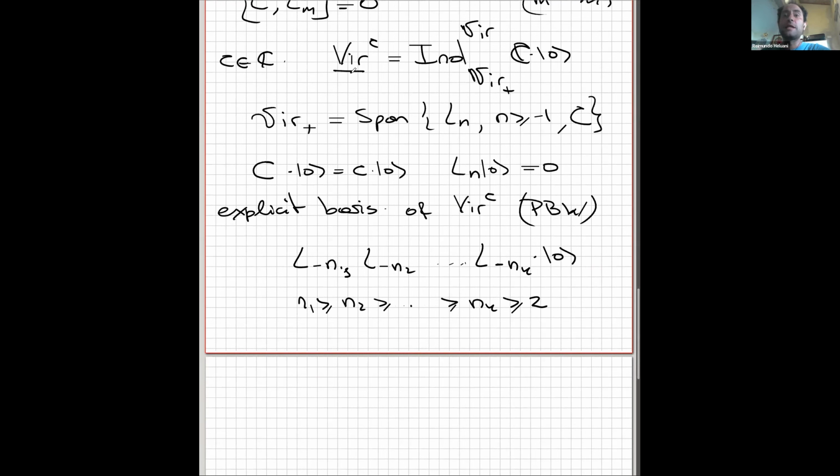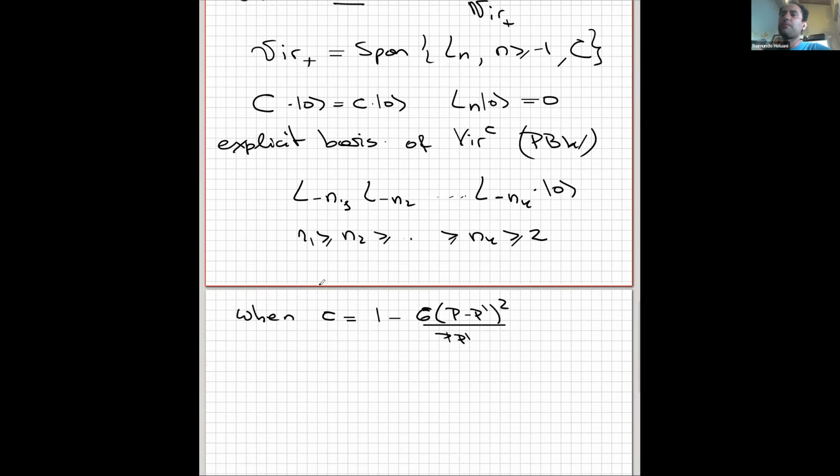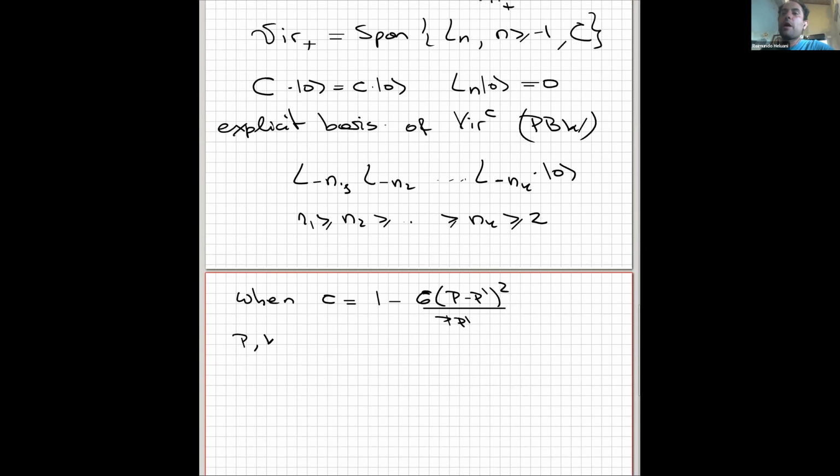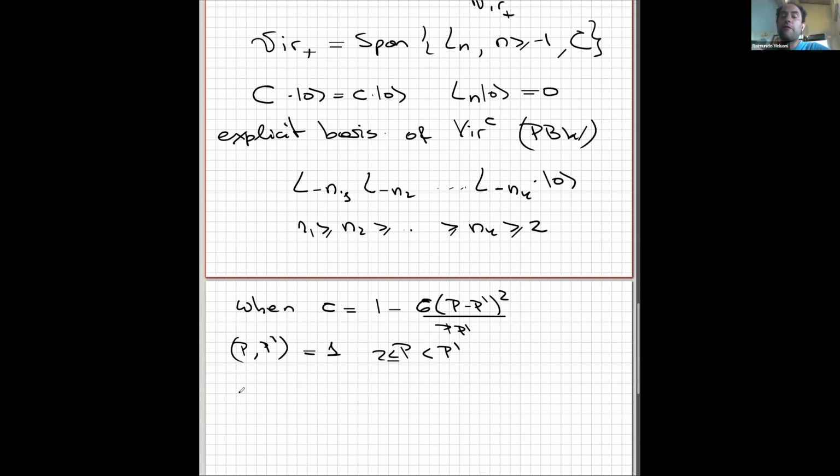We know a lot of things about this guy, but what happens is that when C is a particular rational number, of the form 1 minus 6 (P minus P prime) squared over P P prime, I hate formulas, so probably I'll get these wrong, but I think this one is correct, where P and P prime are co-prime numbers, and P is bigger or equal than 2, then this module, Vir C, has a unique singular vector up to multiplication.